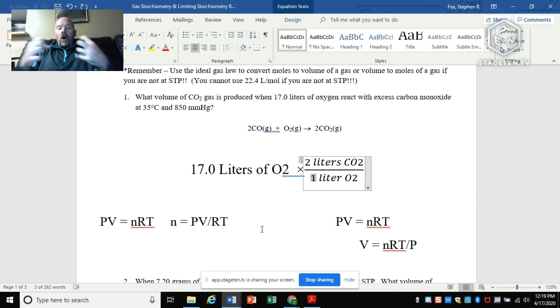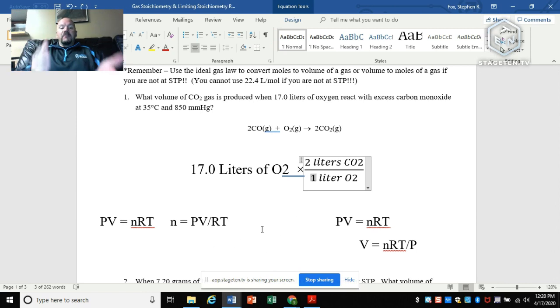But all that really means is that volume ratio and mole ratio are the same thing when you're talking about gases, and it has to be just gas to gas. You can't compare gas to solid or liquid to solid. That's when you need densities. This only works when you're comparing the volumes of gases, and pressure and temperature stay the same.